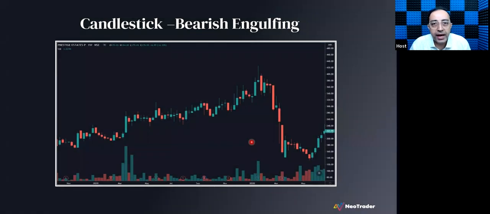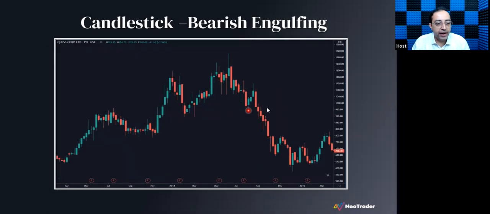Now, reverse is bearish engulfing. Body number 1 is green. Body number 2 is red. Bullish engulfing, bearish engulfing. All right. So you are only looking at the body. It indicates that there could be a potential reversal from here.